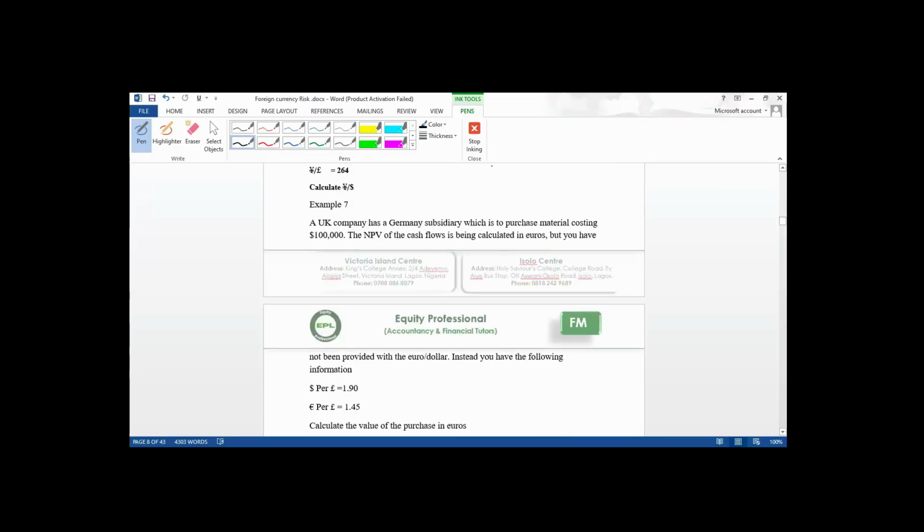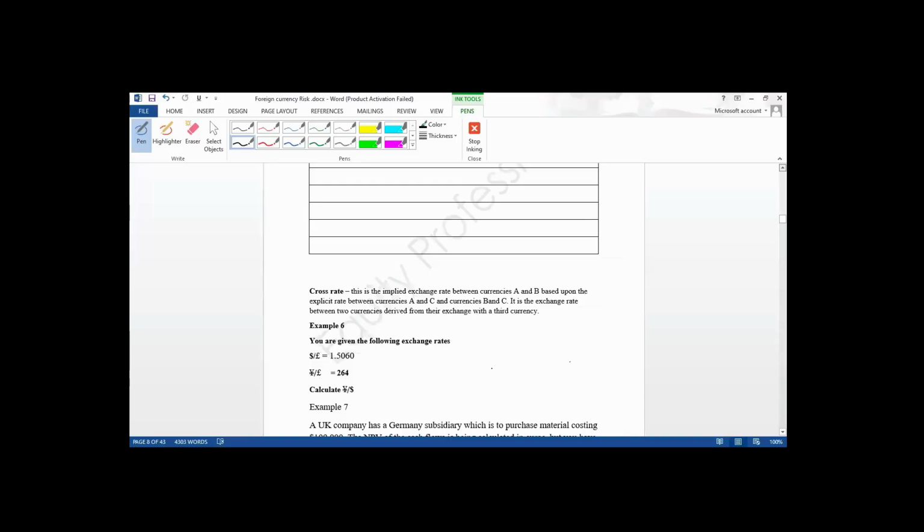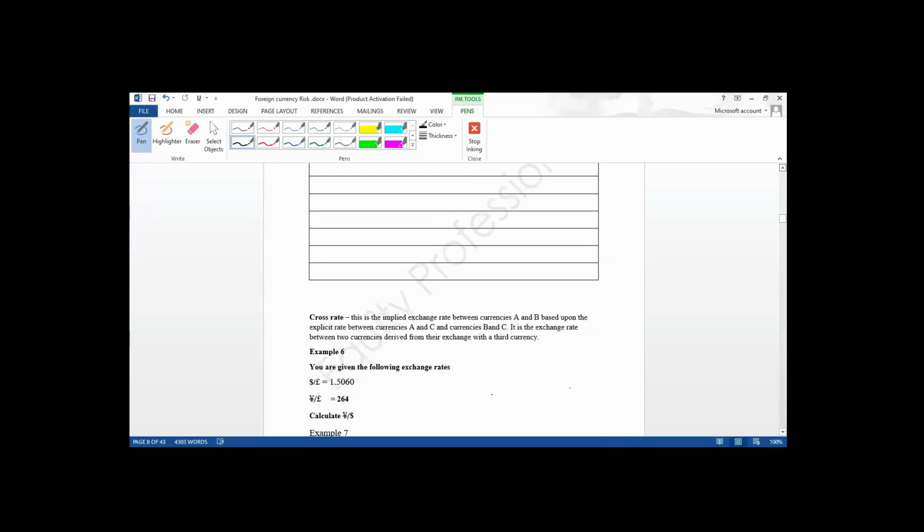Our next discussion, cross rates. We have explained spot rates. We have explained forward rates. Our next discussion, cross rates. What are cross rates?